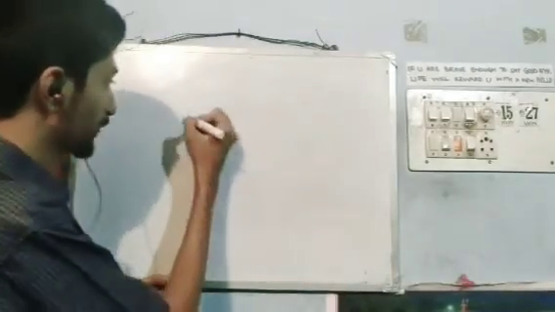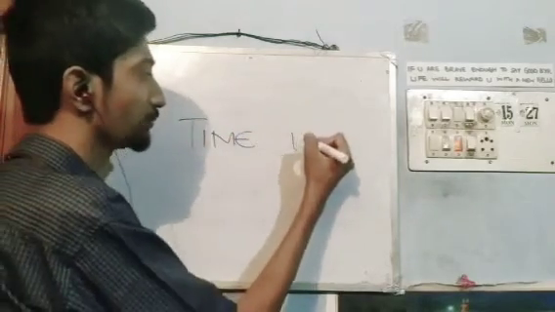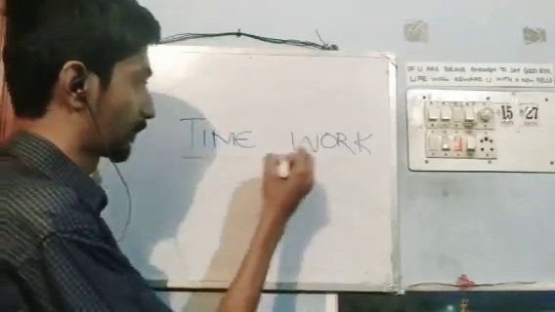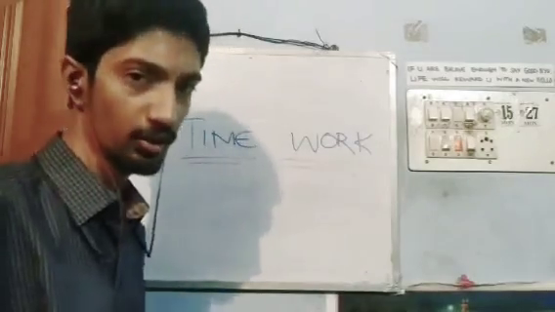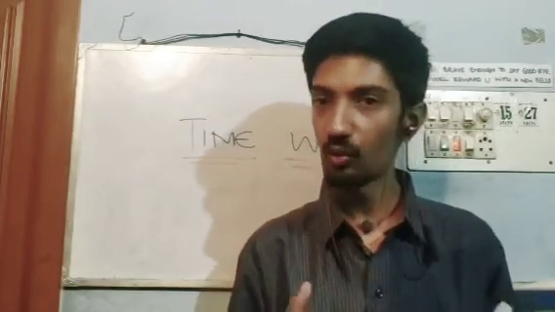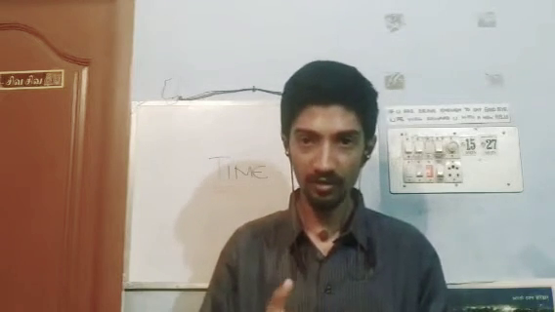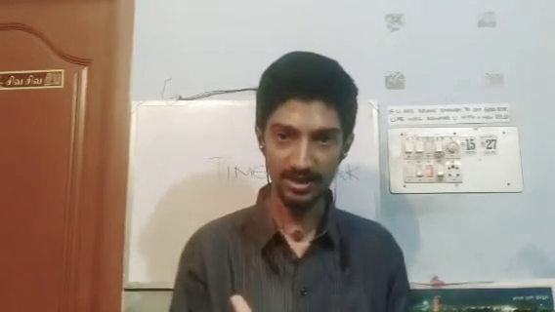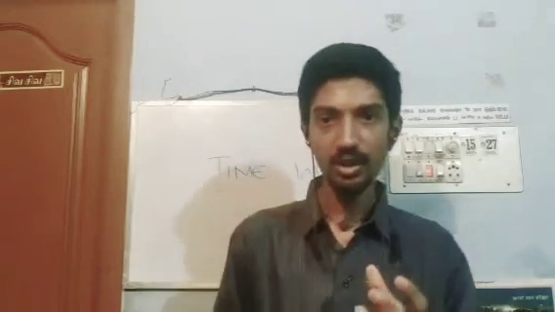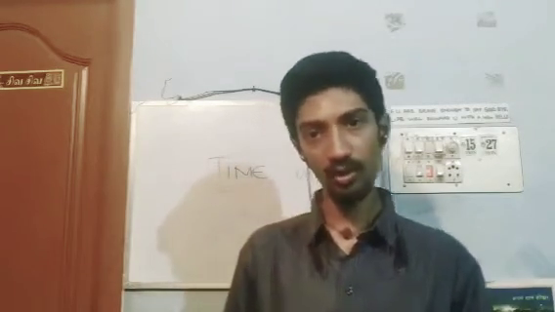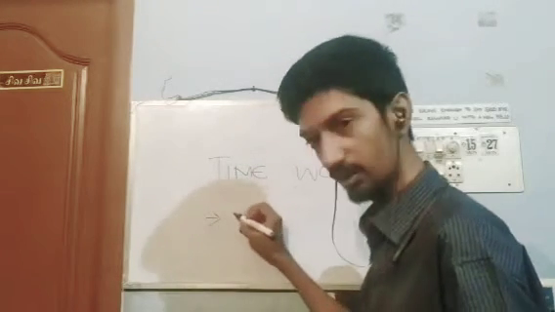So let us start the topic, time and work. In the topic itself, there are two keywords, time and work. Both words are very familiar to us; we must have heard them in everyday life. So what is time? Time is the duration in which we are completing a given task. Work is the task which we are doing. So time and work says in how much time, that is, in how much duration, we are completing a given task.